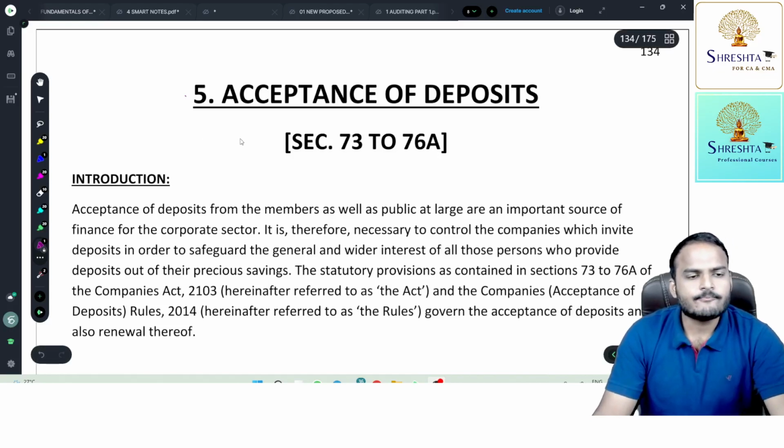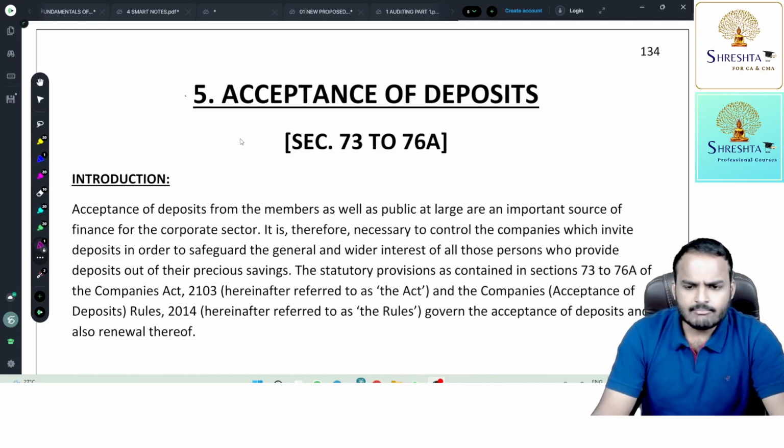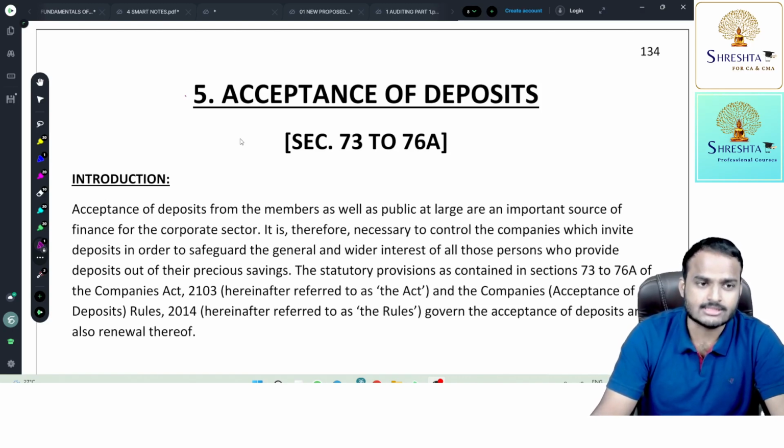Hello students. So in last class we completed share capital and debenture chapter. Now let's begin our new chapter, that is acceptance of deposits. So chapter name is acceptance of deposits.